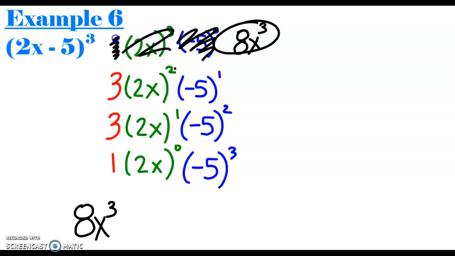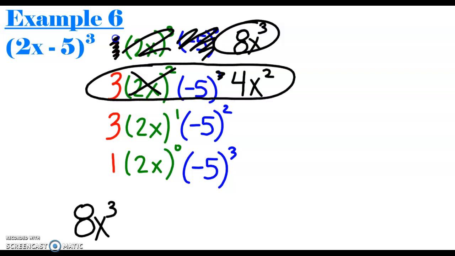Second term, 2x squared is going to be 4x squared, right? 2 times 2. So 3 times negative 5 to the first is negative 5. So 3 times negative 5 is negative 15. Times 4 would be negative 60x squared.